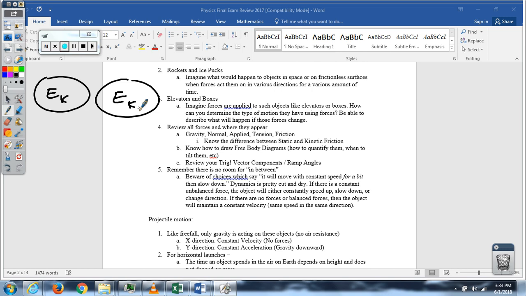So it says beware of the choices which say it will move with constant speed for a bit, then slow down. Dynamics is pretty cut and dry. If there is a constant unbalanced force, the object will either constantly speed up, slow down, or change direction. If there are no forces or balanced forces, then the objects will maintain constant velocity, same speed in the same direction. That's it. All right, let's look at what we got next.